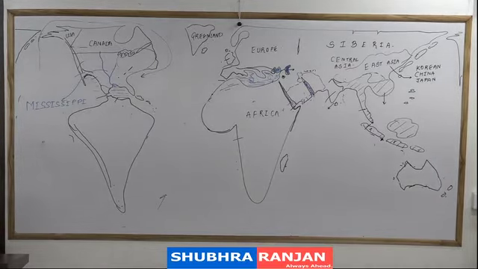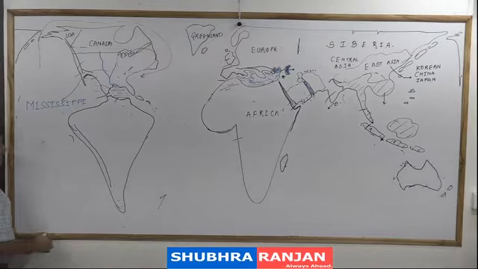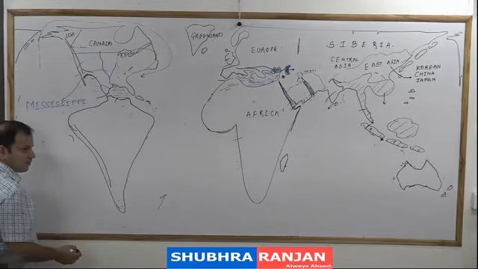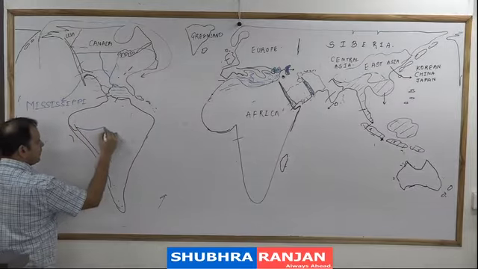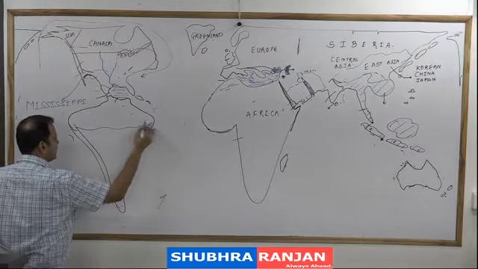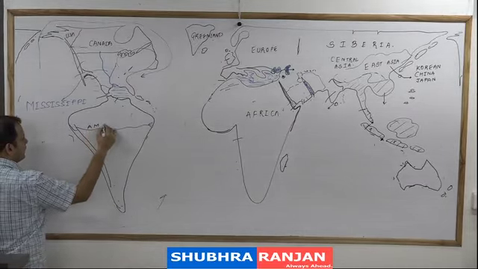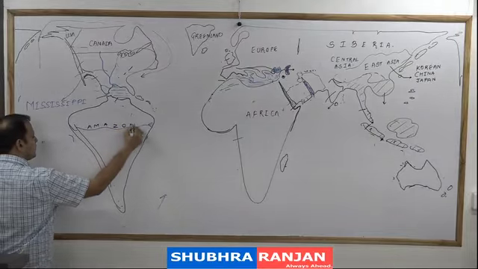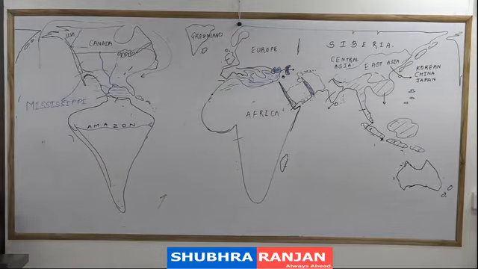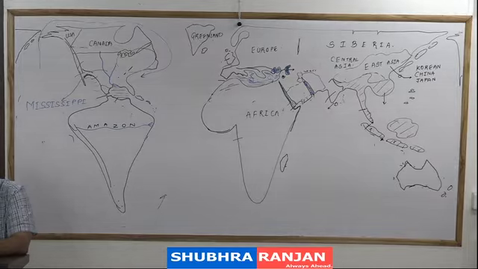Which is the largest river in the world? Nile? No, the largest river in the world is river Amazon, which runs parallel to the equator. The largest river in the world is Amazon. The longest river in the world is Nile. Long length, large volume of water: Amazon.